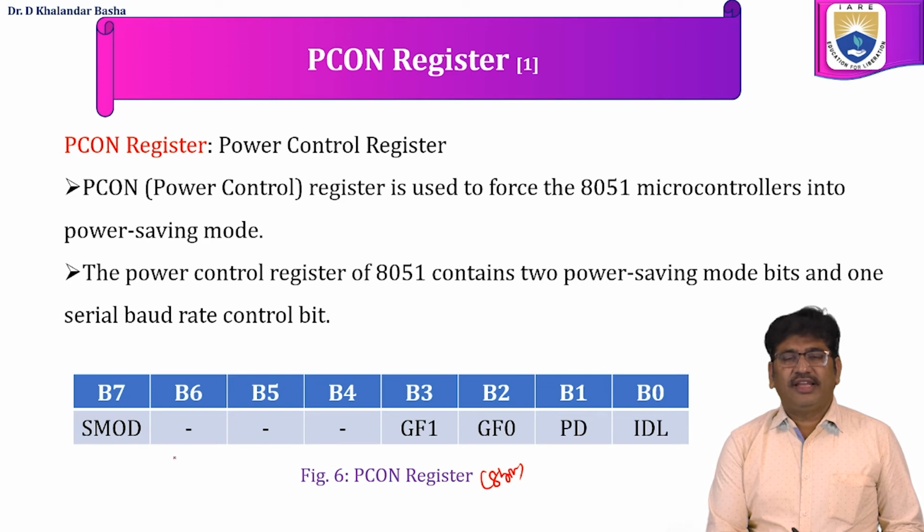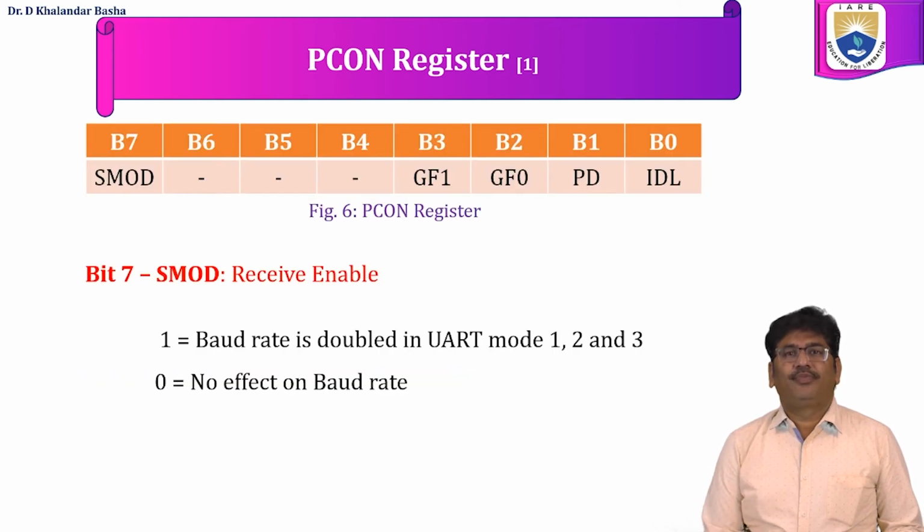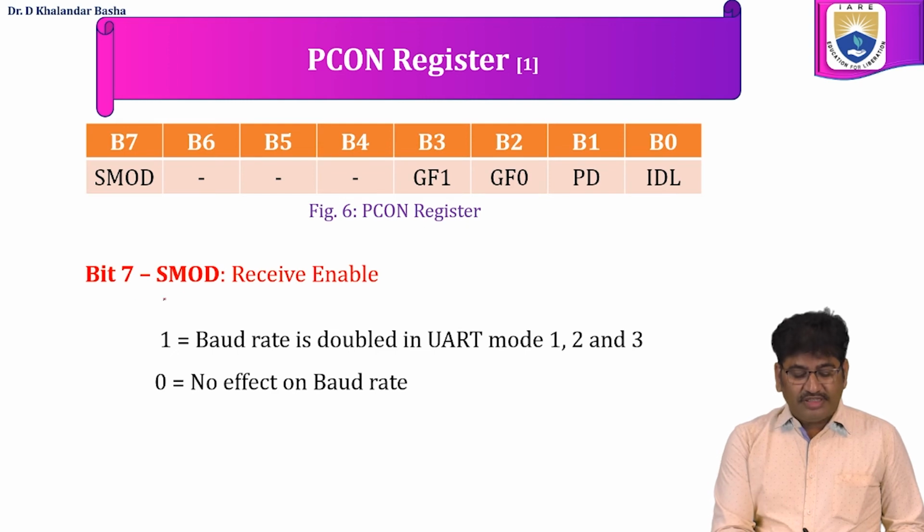The MSB bit is SMOD. Bit 0, bit 1 are power saving mode bits. Bit 2, bit 3 are general purpose flags. Now we will see in detail. The MSB bit, that is bit 7, is SMOD, which is for controlling the baud rate.